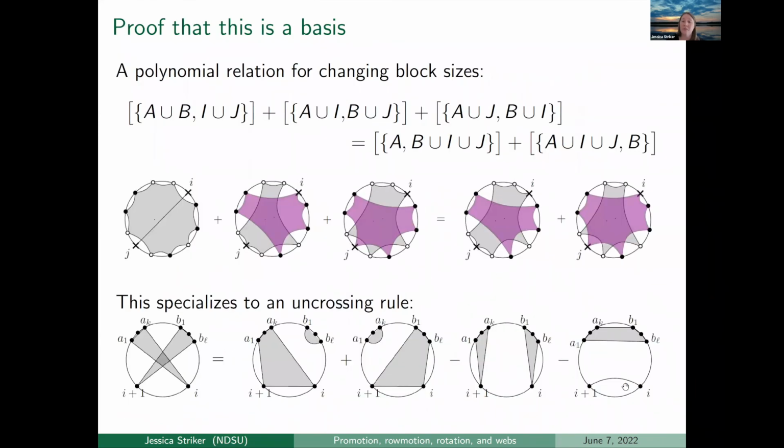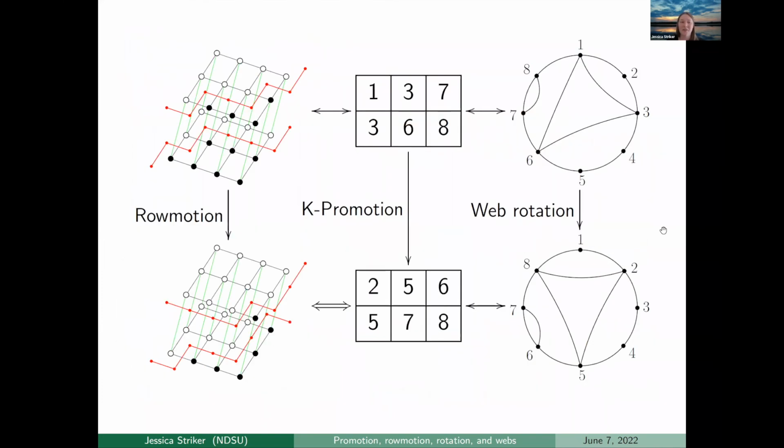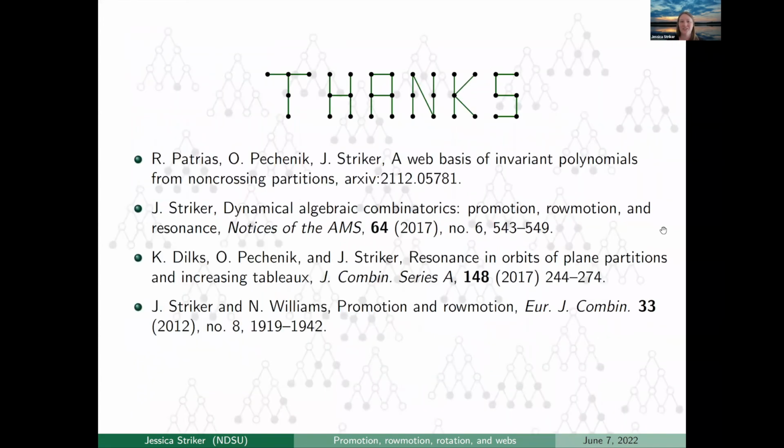And one thing that really helps in proving this is this 5-term recurrence that I just gave you in picture form here. But what it really means is the polynomial associated with each of those 3 things summed together on the left equals the sum of those 2 polynomials on the right. And this specializes to an uncrossing rule. And so that's what helps to show that the non-crossing things are a basis. All right, and so there's our full picture with Rowmotion, promotion, rotation, and webs. And thanks so much for listening.